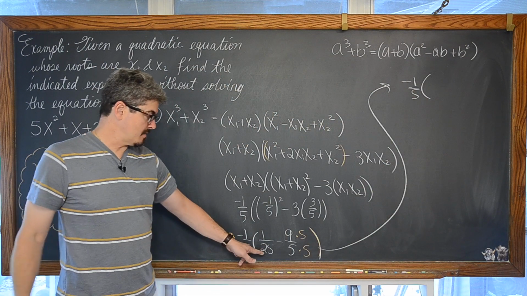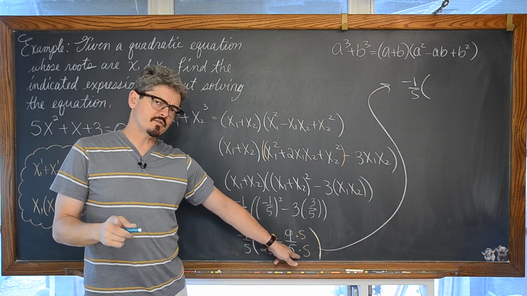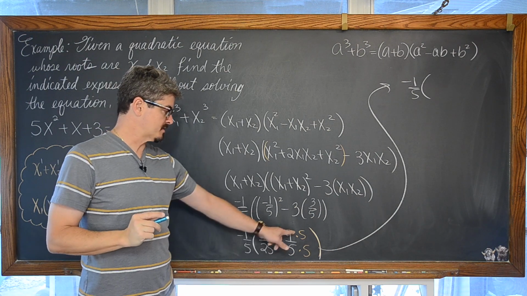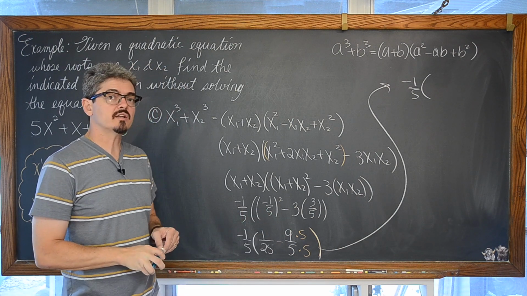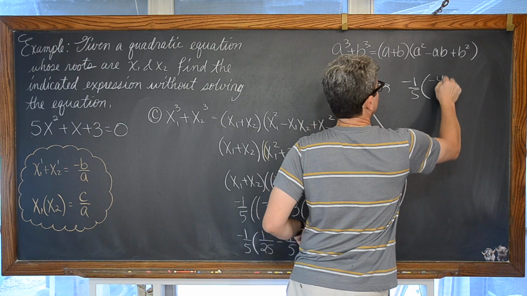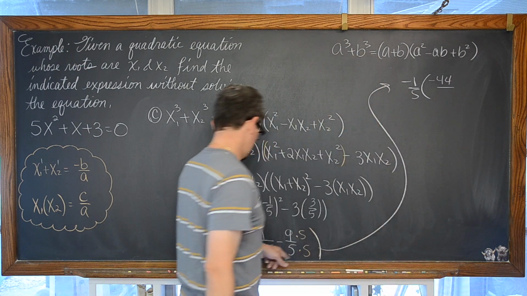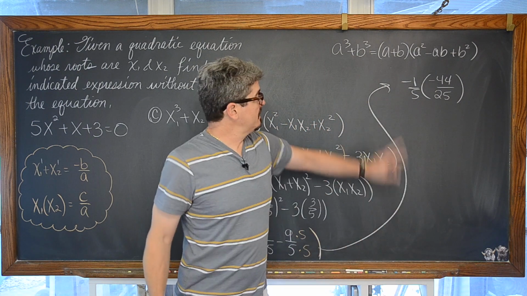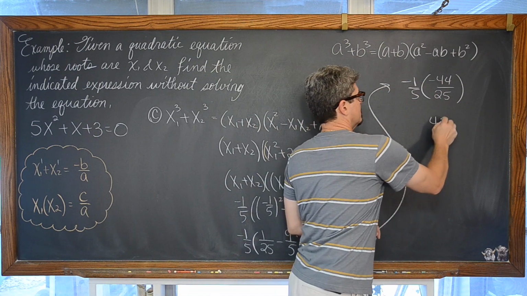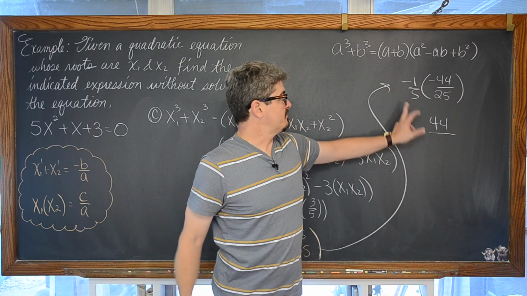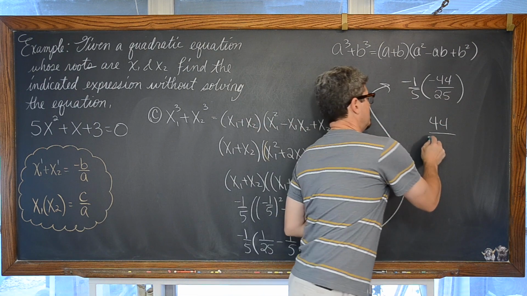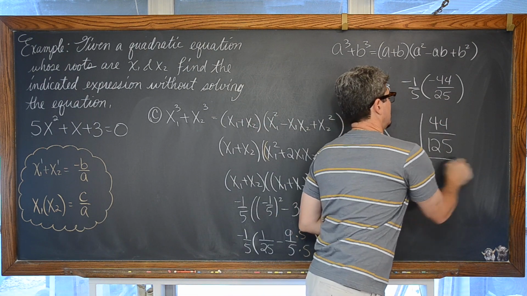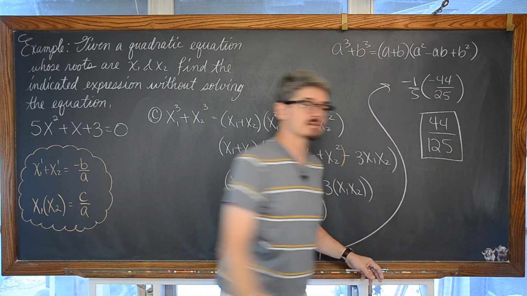Remembering that we have a denominator of 25 here and a denominator of 25 here, we're just doing 1 minus 45, which is negative 44 over 25. And a negative times negative is positive, so we're looking at 44, and we have 5 times 25 is 125.